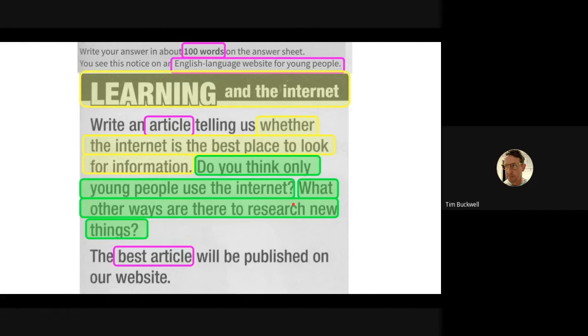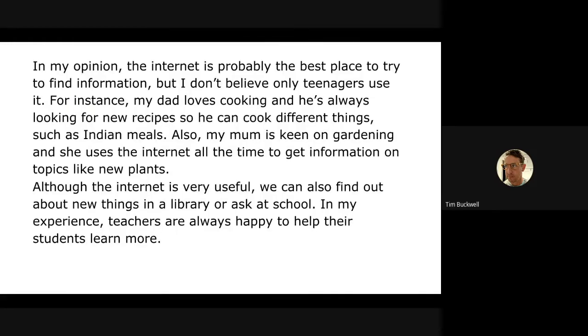Very often in a question, it will say this, the best article will be published on the website. Why do they say this? Because they're trying to encourage you to do your best, to write as best as possible. So now we have read the question and we've highlighted the key words. Hopefully we have a clear idea what it is that we have to answer. Let's have a look at somebody who has tried to answer this question.